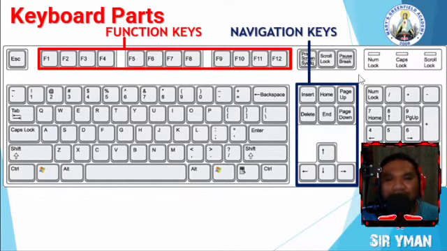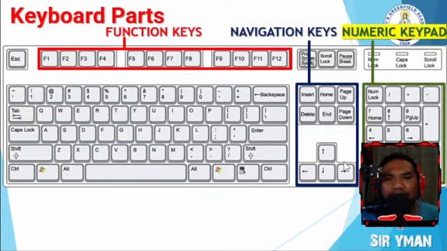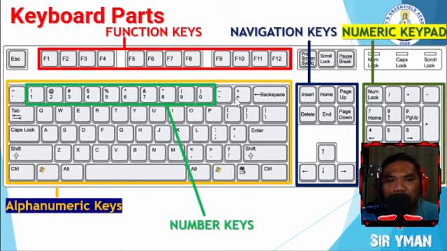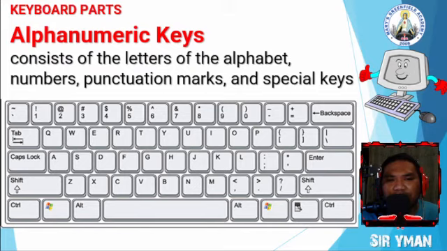Tapos nasa right side naman yan ng navigation keys ang ating numeric keypad. Numeric keypad, the arrangement of this one is like that of a calculator and has mathematical symbols. And the main part of our keyboard is the alphanumeric keys. So meron siyang letters of the alphabet, and the number keys. Nandito rin siya. Kaya siya tinawag na alphanumeric keys. So meron siyang letters at meron ding mga number keys.